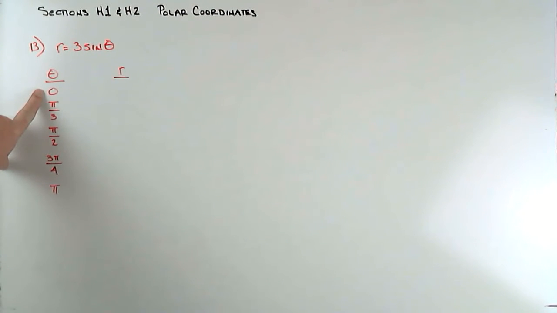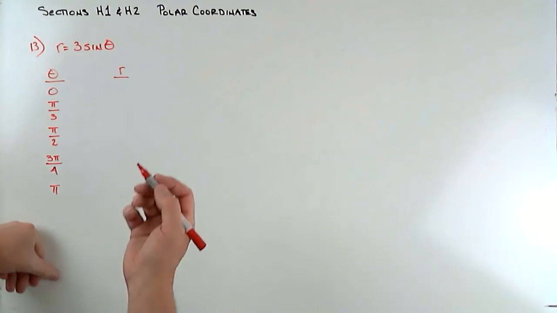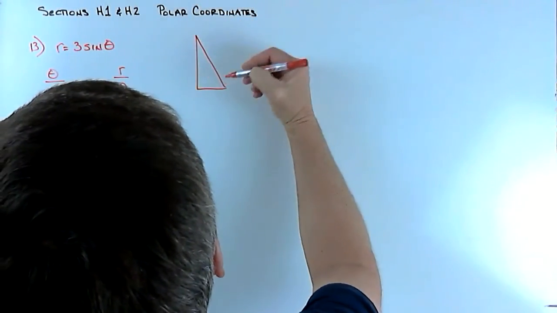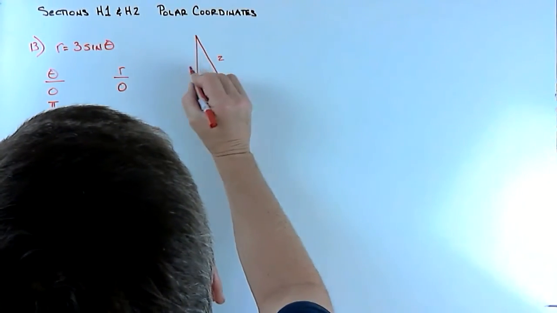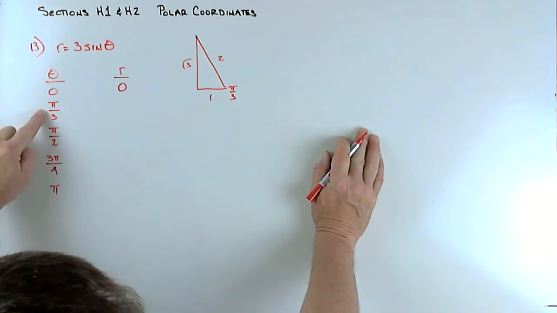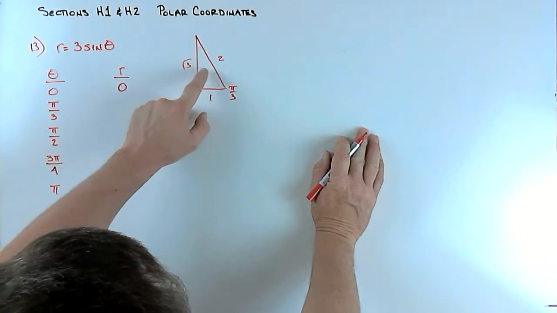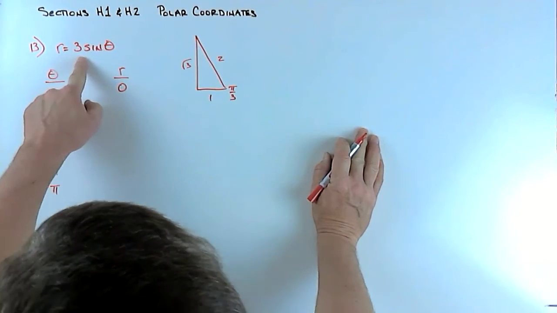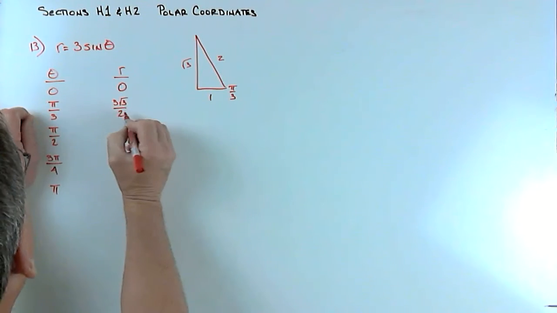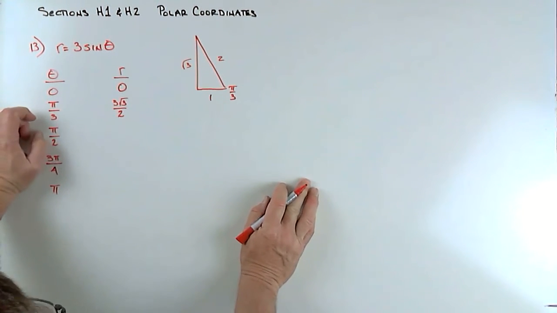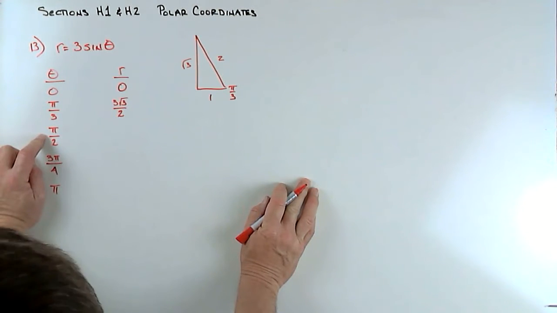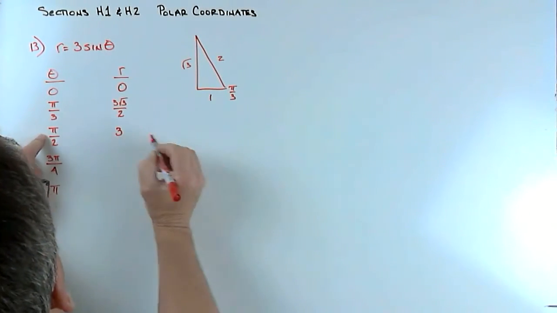So when theta is 0, we get sine of 0, which is 0, times 3. That's going to be 0. When theta is pi over 3, now remember, pi over 3 is our reference angle, right? So this is 1, 2, the square root of 3. This is pi over 3 here. So when theta is pi over 3, we get sine, which is root 3 over 2. And so we're going to have 3 root 3 over 2. When theta is pi over 2, sine of pi over 2 is 1. 1 times 3 is 3.